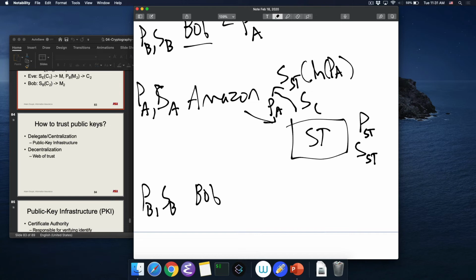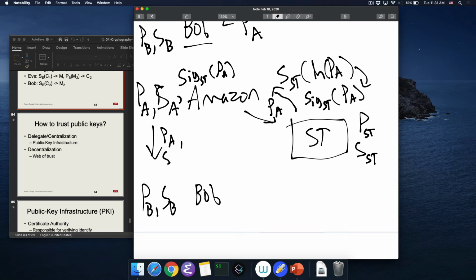Right? So now I've signed, so it's basically the SecureTech signature on the public key, right? So this is what we can call this. SecureTech has encrypted the hash of the public key of Alice with their private key, right? So they've signed the public key just like we talked about with hashes and signatures. And then Amazon now can store this, and when it wants to talk to Bob says, hey, here's my public key and here's the signature from SecureTech on my public key.